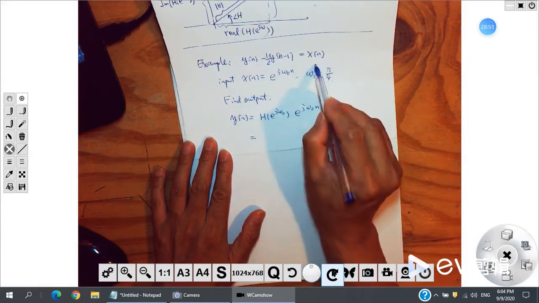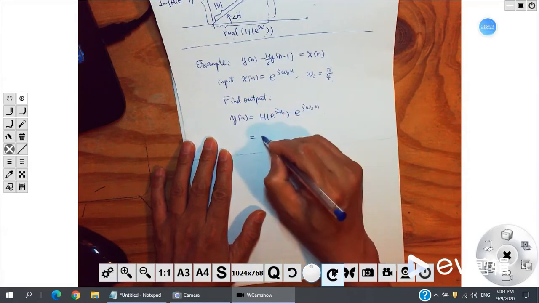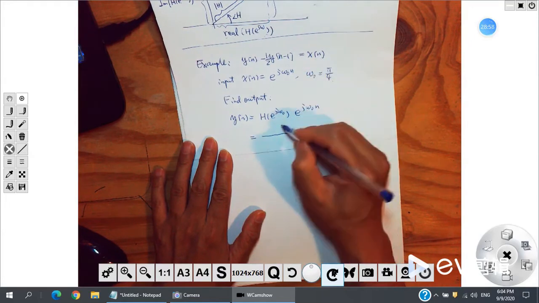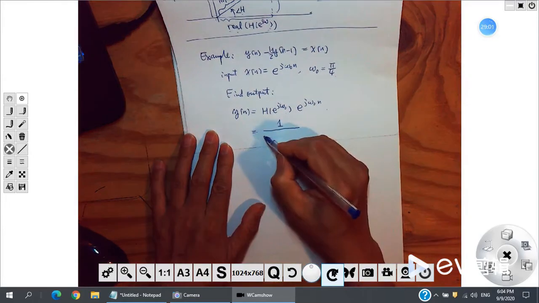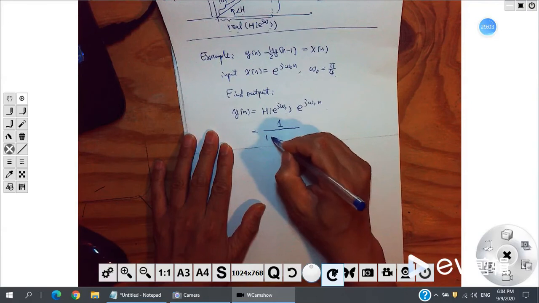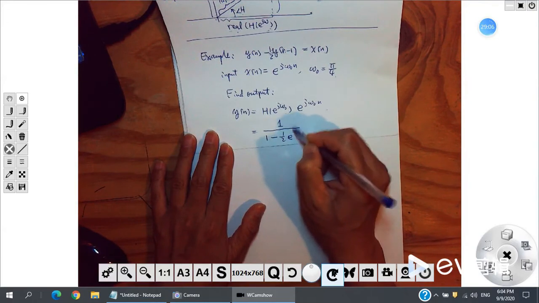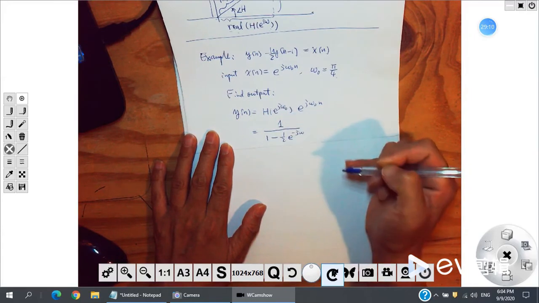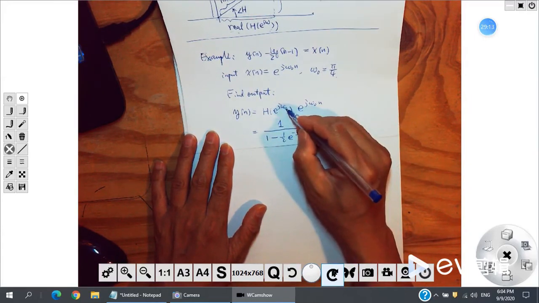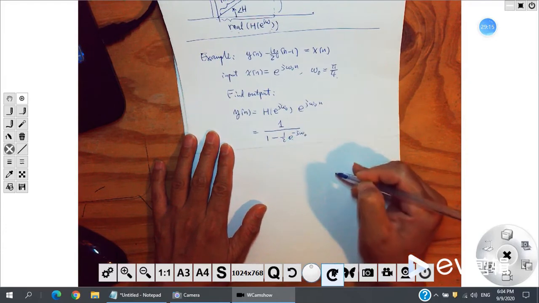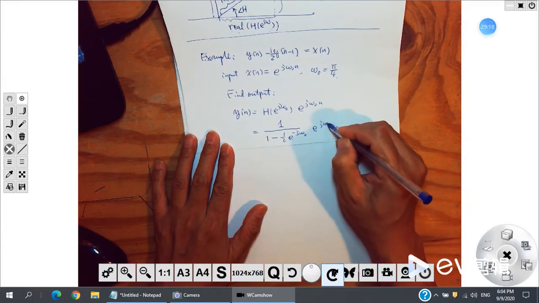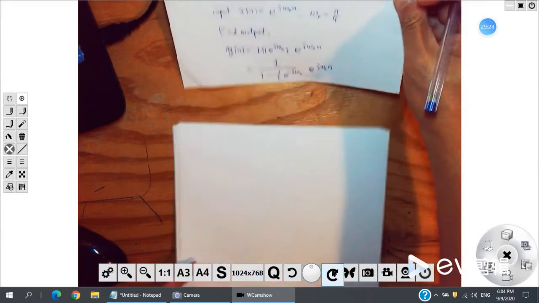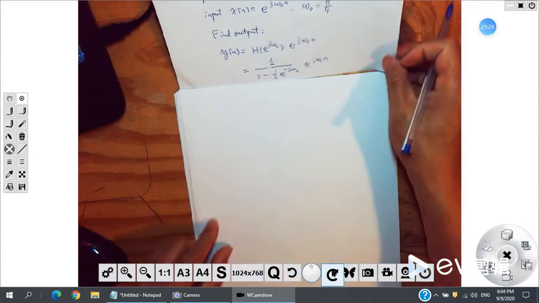From the equation, the numerator, related to the input side, is just 1, and the output side is the denominator. It is 1 minus 1/2 e to the negative j omega. But now the omega I need is omega 0, times e^{jω0 n}. Now we have this. This is the first case.